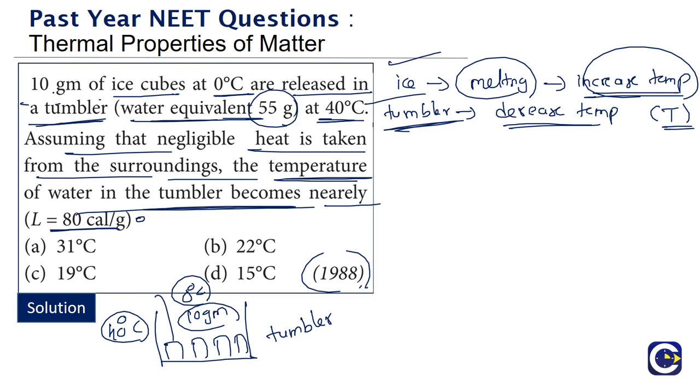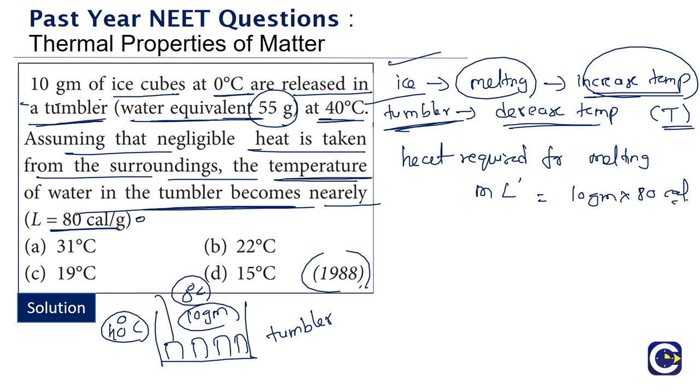So if you have 10 grams of ice, what is the heat required for melting? For the melting of ice, it will be equal to mass of that ice into latent heat. Here it is 10 grams into 80 calories per gram. That is 800 calories. Okay, so that is the heat required for the melting.